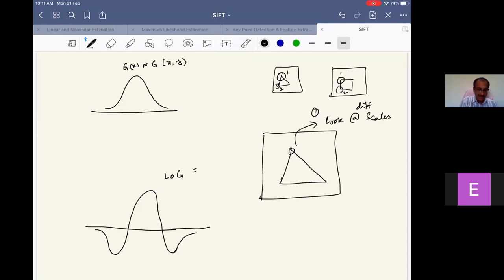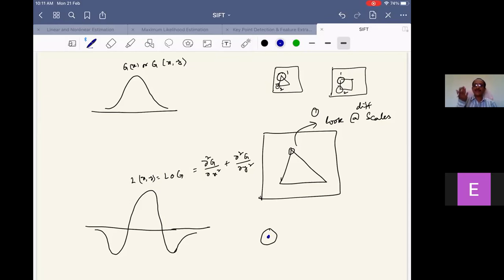So Laplacian of Gaussian is what? It is the second derivative of G of X comma Y, which we can consider in two dimensions: dou square G by dou X square plus dou square G by dou Y square. If we consider both X and Y, this is the Laplacian of Gaussian. This will have a Mexican hat kind of shape. What it does, if I convolve with this, is highlight whenever the information in the center pixel is different from the neighboring pixels. If this is some different intensity and the remaining pixels are of different intensity, that's what I'm highlighting.